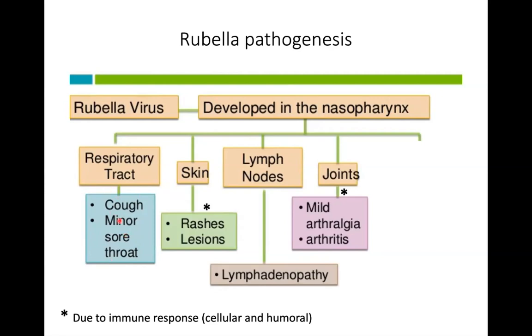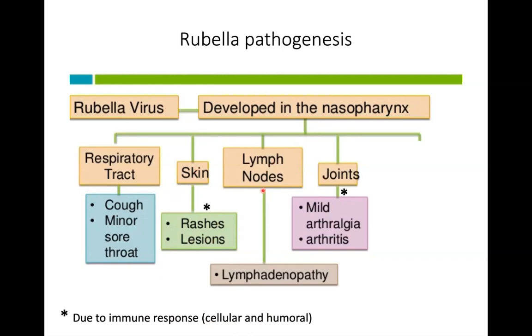And then it spreads from the respiratory tract and it can get to the skin. So this is where it's called German measles and 3-day measles, because it has that red rash that looks like measles. Some of these can actually develop into crustier lesions. But these rashes are actually due to the immune response, to cellular and humoral immune responses causing death of those infected epithelial cells and inflammation at the site of replication.